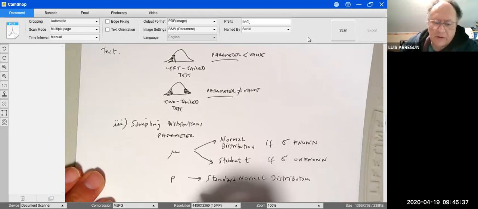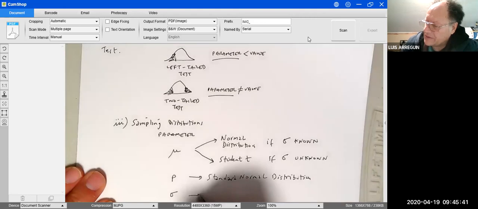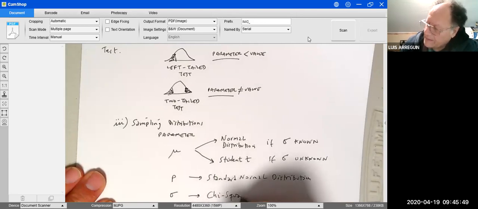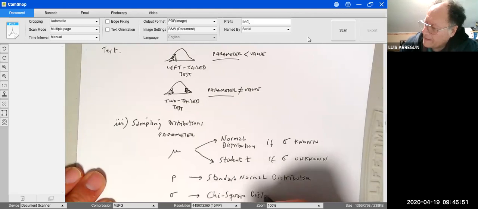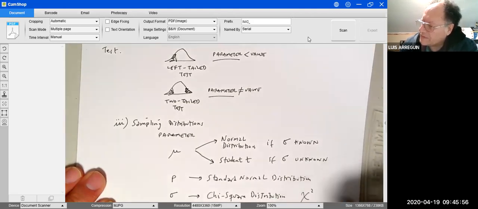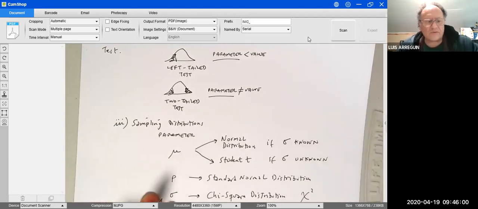And finally, if you want to know about the variance or the standard deviation, in this case I'm writing the standard deviation, then we're going to use the chi-square distribution. You are already familiar with these distributions, so I don't think there is going to be a problem understanding what we're going to do next.